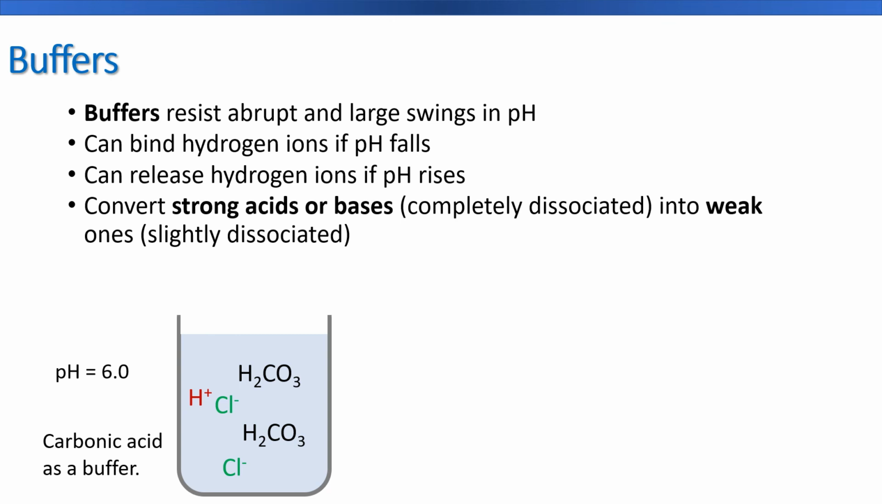So what just happened? The presence of carbonic acid resisted the acidic effect of hydrochloric acid by binding up some of those hydrogen ions, and it helped maintain the solution's pH a little bit closer to the original value of 6.5. Let's look at another example.